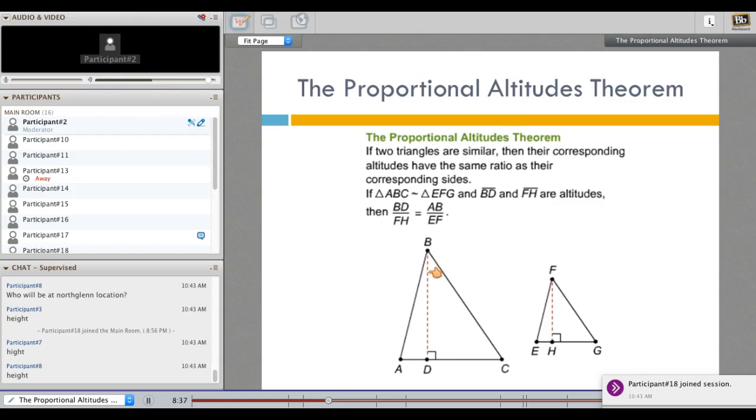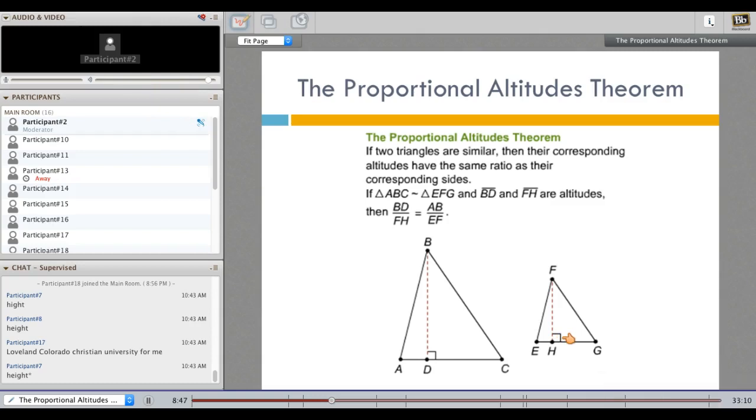So if you look at the 2 triangles here, the red dotted line represents the height. Remember, the height is from the top vertex of the triangle to the other side. You want to look for the right angle. Okay? So here's the theorem. First of all, you have to know that the 2 triangles are similar. In this case, they're telling us the 2 triangles are similar.